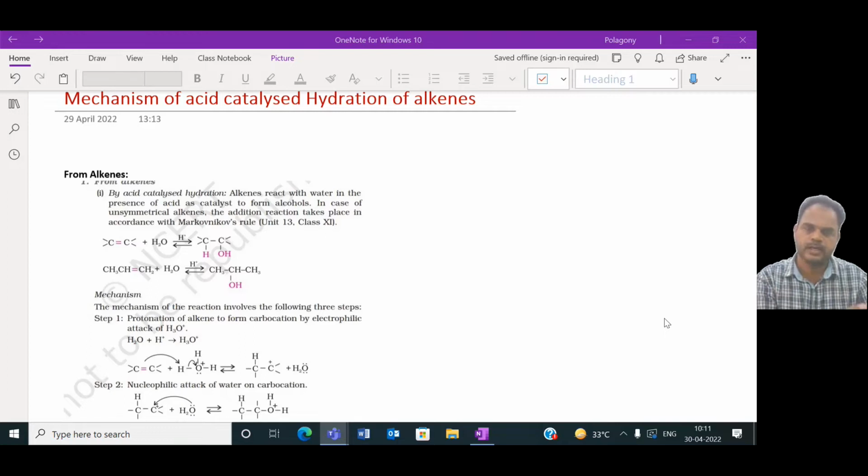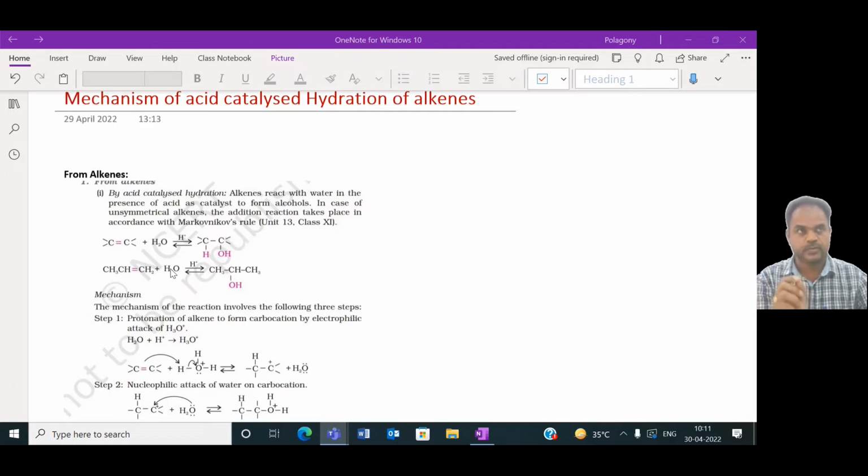Addition of water to the alkene in the presence of an acid catalyst. As the acid catalyst, we can take sulfuric acid, which provides the proton for protonation of the double bond. Let us look into this reaction in detail, and if the alkene is unsymmetrical, it goes as per the Markovnikov rule.